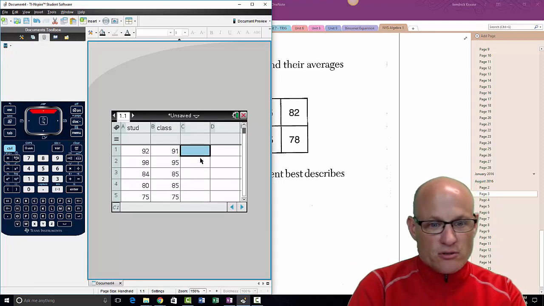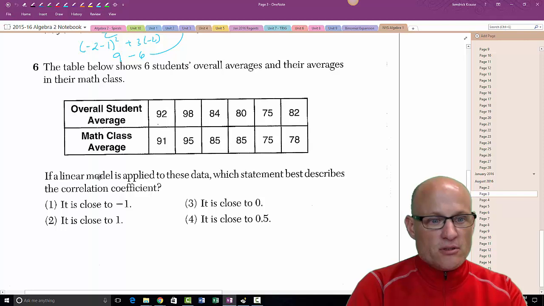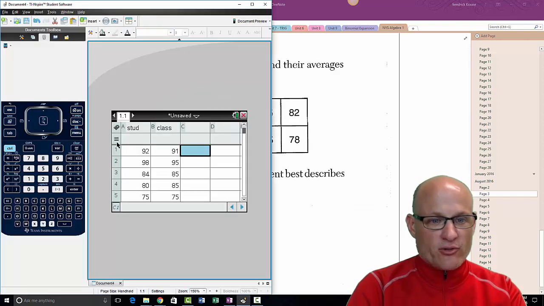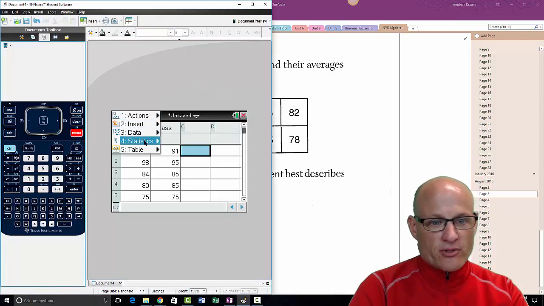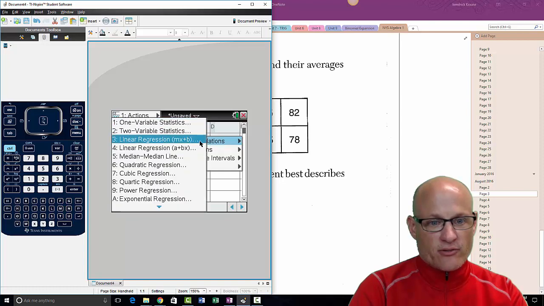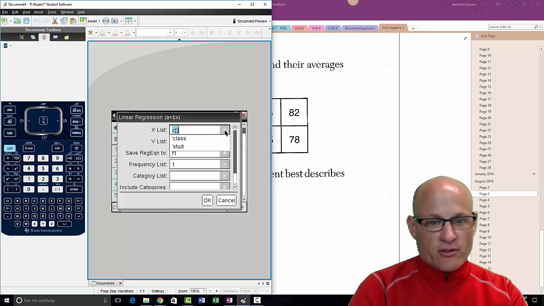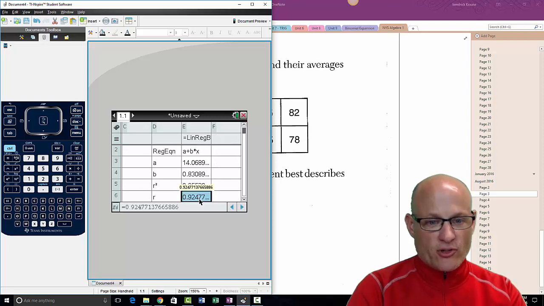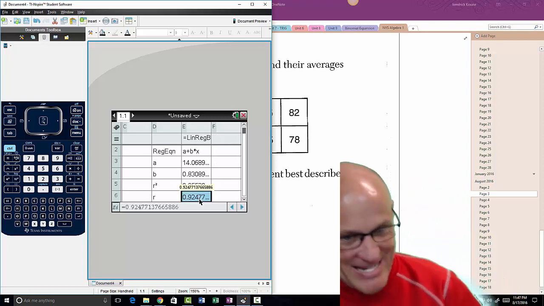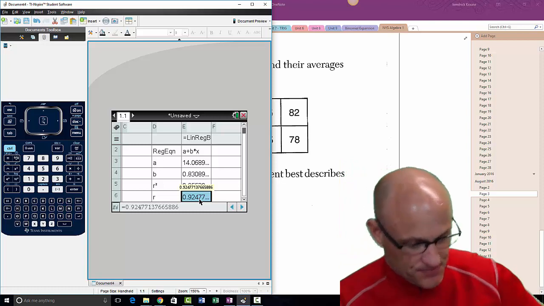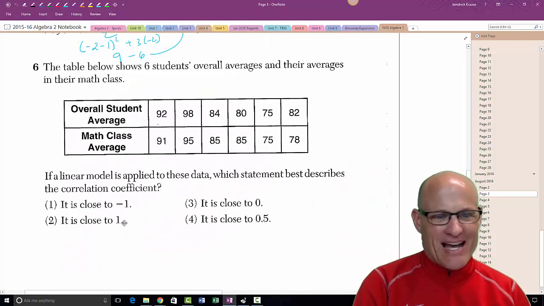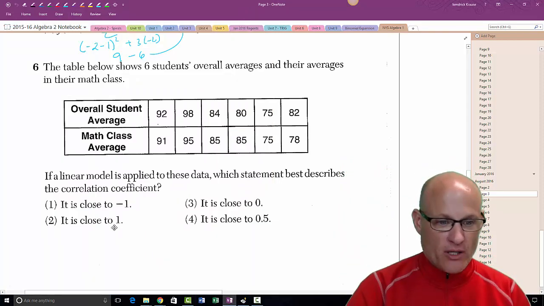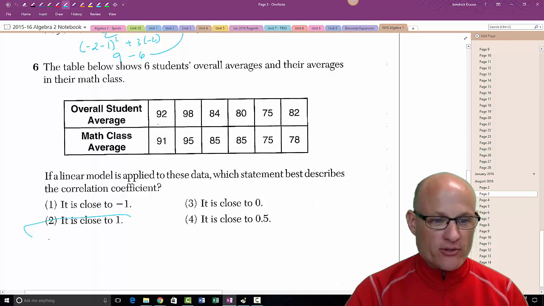So we will do a linear model as an approach. So let's do linear regression. Menu, statistics, stat calculations, linear regression, stud, class, click OK. Our correlation coefficient looks like it's 0.92. 0.92 is close to 1. So there's the answer, 0.92.